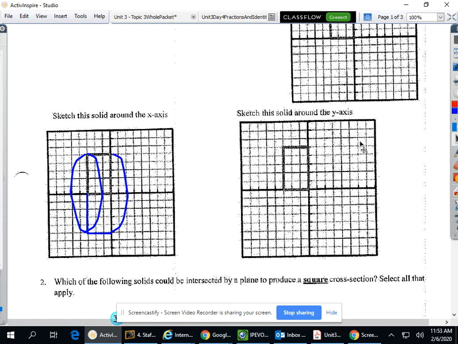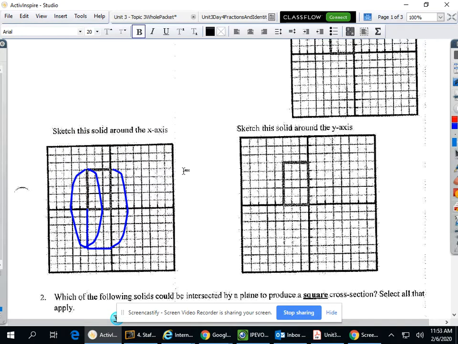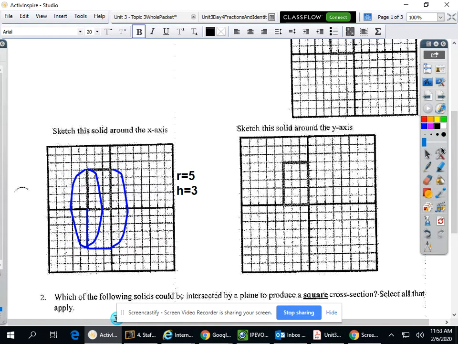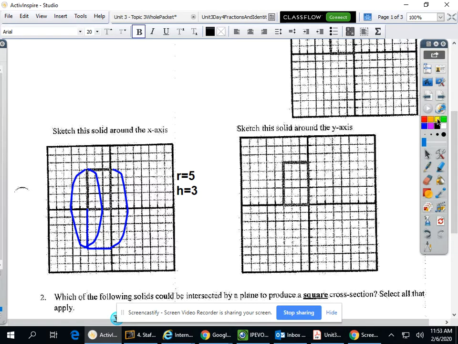and about the x-axis then the radius is going to be 5 and the height is going to be 3. So R is 5 and H is 3. And then about the y-axis, I'm going to do the same idea, but about the y it would be this way here. So I'm going to do a reflection over the y here with this rectangle.